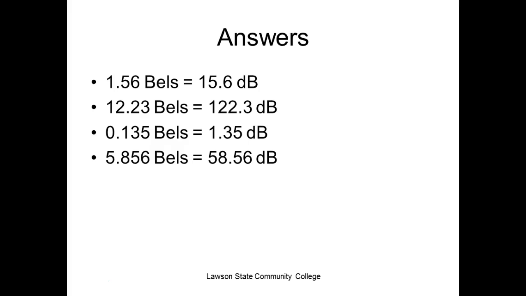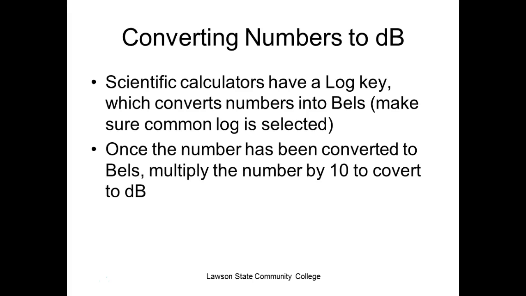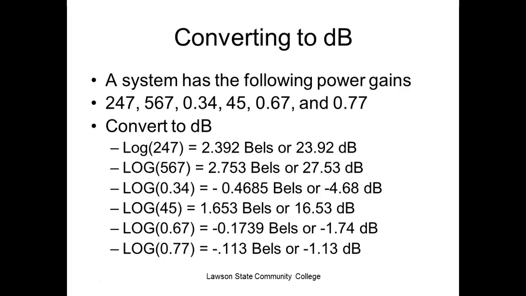56.6, 122.3, 1.35, and 58.56. Are we okay? And y'all thought dB was hard. Scientific calculators have a log key which converts numbers into bels. Once the number has been converted to bels, multiply the number by 10 to convert to dB. So what do we have to do? Just move the decimal where? Once to the right. The system has a gain of the following.